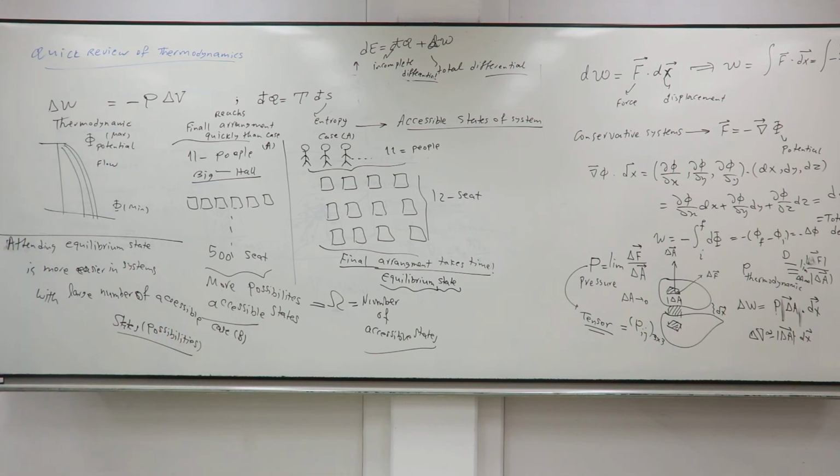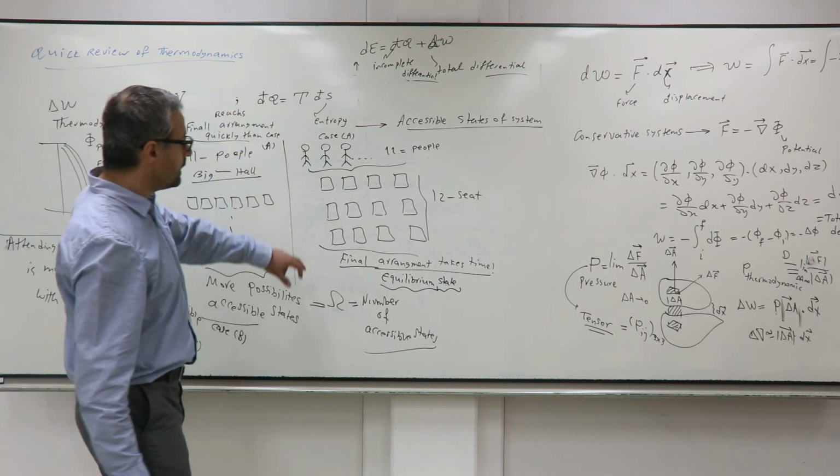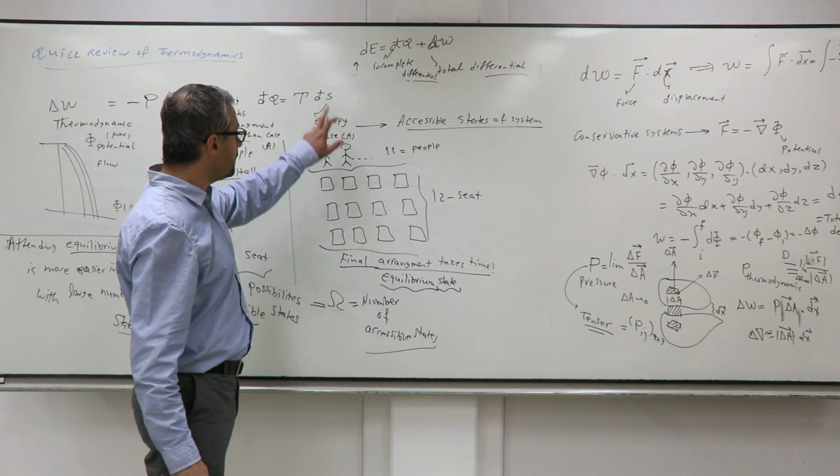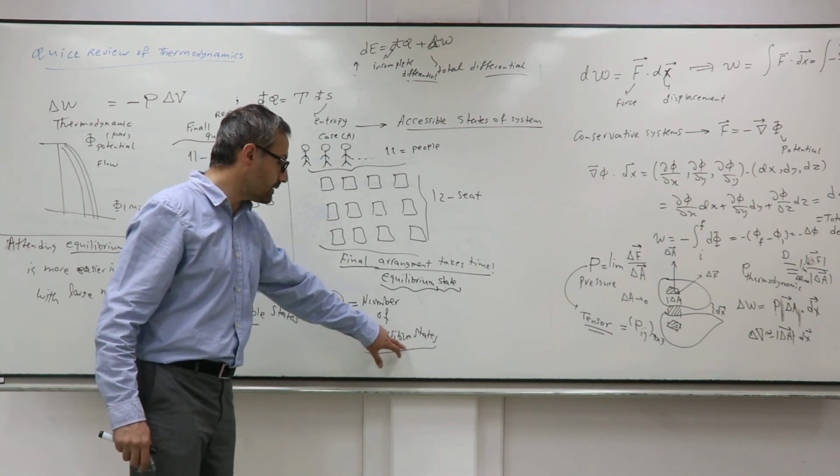Our statistical mechanics is only about the equilibrium. Statistical mechanics for non-equilibrium states is very different from the equilibrium case, but we are talking about the equilibrium. So entropy is related exactly to this. Entropy is related to the number of accessible states.